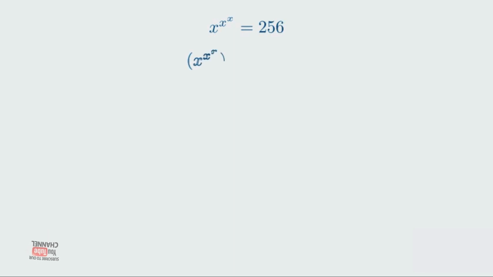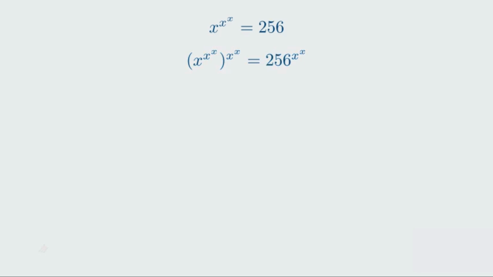Let's return to x to the x to the x equals 256. Our goal is to make the entire left side look like a base raised to that exact same base. Let's try raising both sides to the power of x to the power of x. So we have x to the power of x to the x, all raised to the power of x to the x. On the right, we have 256 to the power of x to the x.